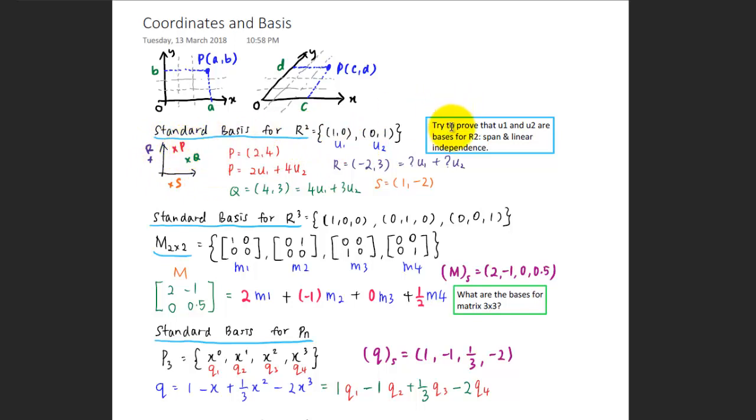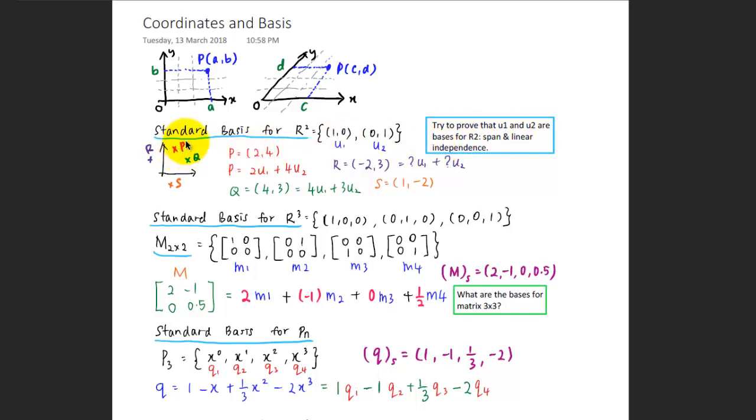Try to recall from the previous lesson that if these two are considered a basis, they must fulfill two conditions, which are span and linear independence. You can try to use these two as the vectors, and prove that they actually span the whole of R2 and that they are linearly independent.